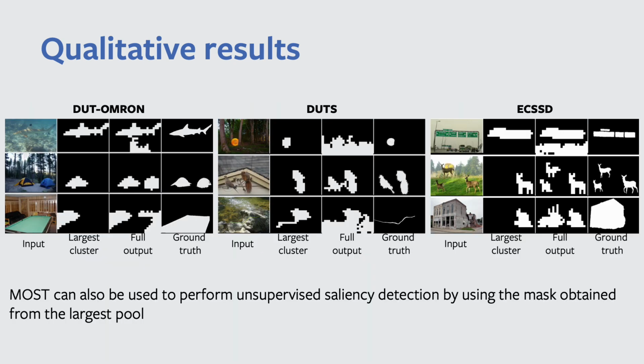MOST can also be used for unsupervised saliency detection. In each row, we show 3 examples on unsupervised saliency detection on 3 standard datasets. MOST can localize single or multiple salient objects per image. Finally, in the last row, we show a few failure cases where MOST cannot segment the right salient object.